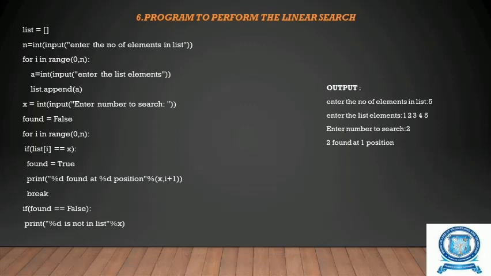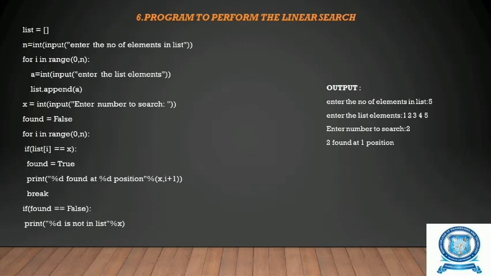So, list.append(a), so that value is given to the list. Then x is equal to int(input()). So, the number we are going to search is given as input to the variable x. If it is found, we say so; if it is not found, we say it is false.